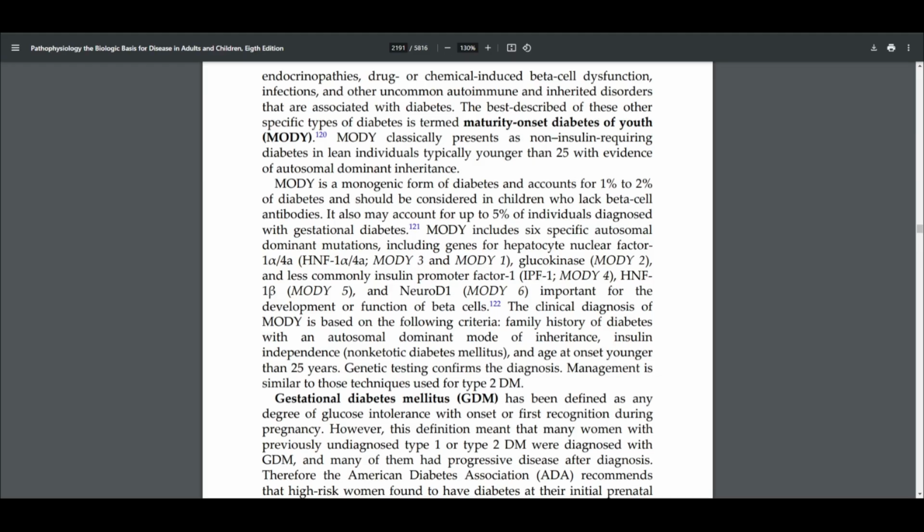The clinical diagnosis of MODY is based on the following criteria: a family history of diabetes with an autosomal dominant mode of inheritance, insulin independence in non-ketotic diabetes mellitus, and age of onset younger than 25 years of age. Genetic testing confirms the diagnosis. Management is similar to those techniques used in type 2 diabetes.